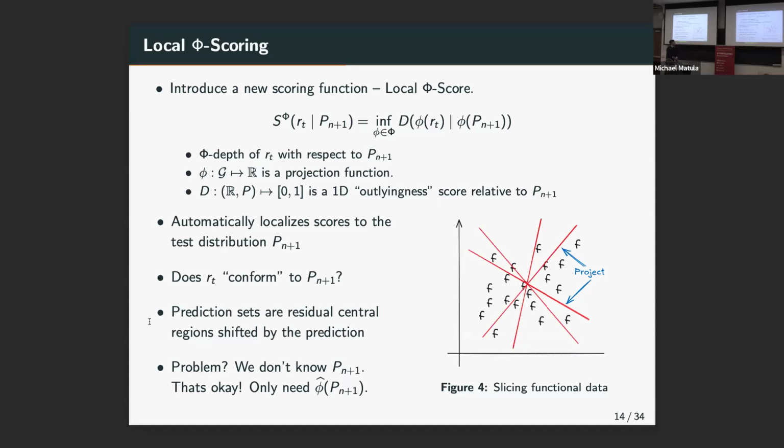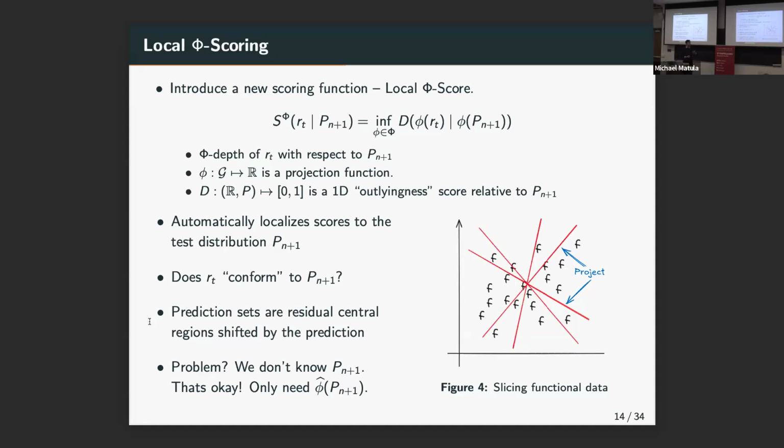And this is also going to give us a very convenient approximation for forming prediction sets because we're going to reach back to that idea of central regions. Essentially, the prediction set is going to be a central region of the residuals, then just shifted by the prediction. So there's only one problem with this scheme, which is that we don't actually know what this distribution is. We don't actually know what this Pn+1 distribution is.